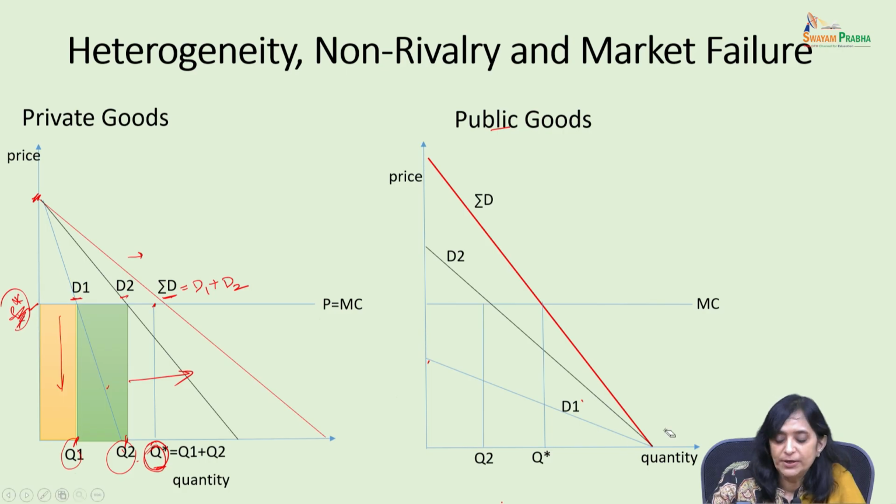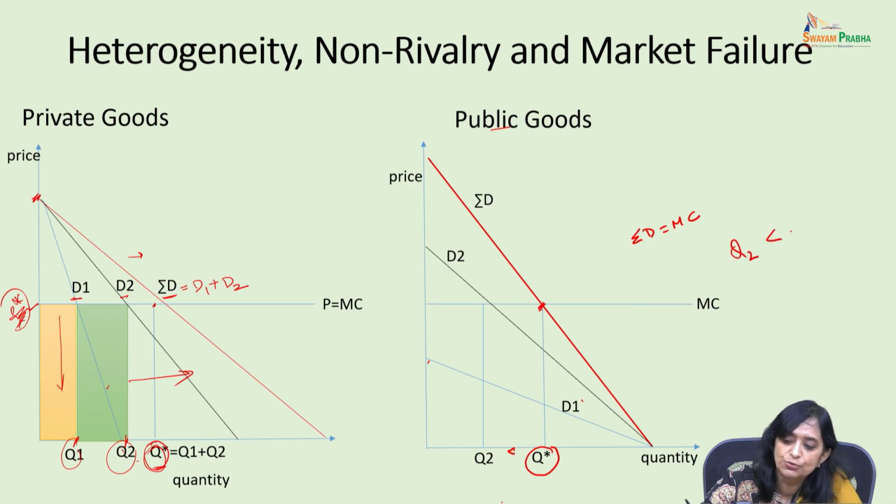Therefore, what we see in case of public goods is what we call a market failure. Efficiently, what should have been done is that Q star should have been produced, because that is where your summated demand curve is equal to the marginal cost. But we are going to produce only Q2, and this Q2 is less than Q star. So, suboptimal production of this good is taking place because it is a good which is non-rivalrous in consumption.